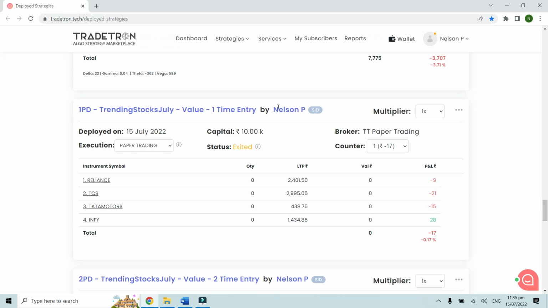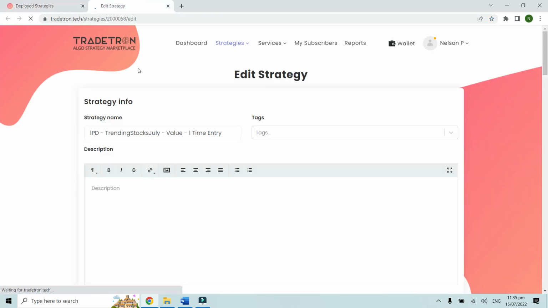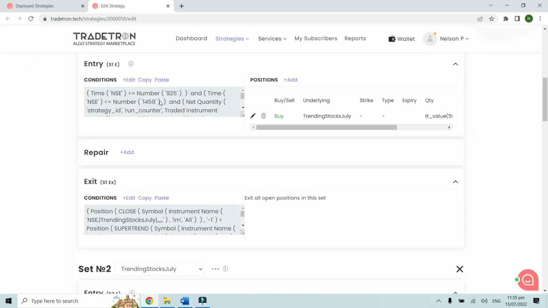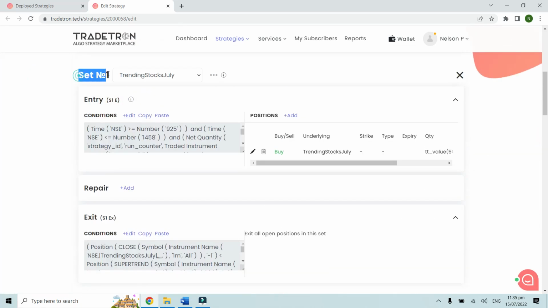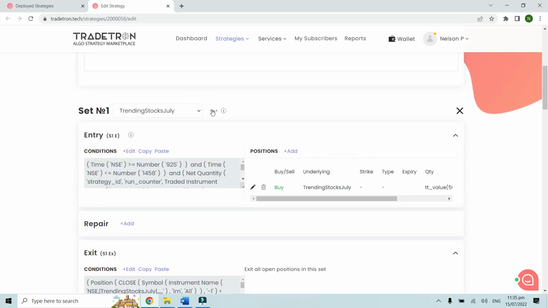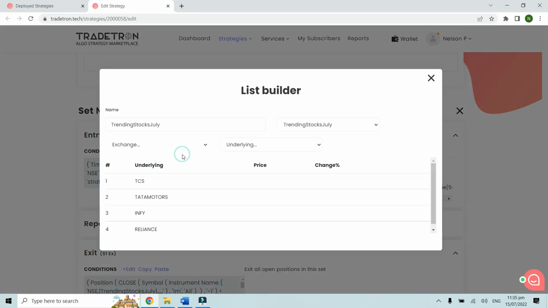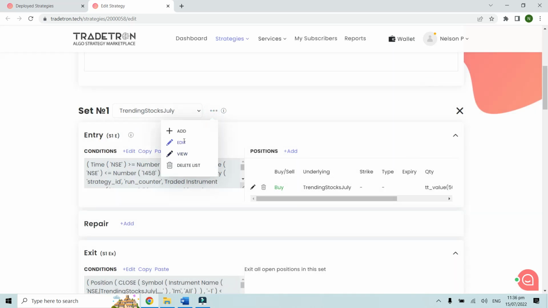So in order to check the strategy conditions for this, we will just go to the edit section of this strategy. So once on the edit page, we will see the formulas. So for example, as we discussed, this is set number 1, that is for buying a list of stocks. So this is the list of stocks that we have created, right? So I will just show you what is there in this list. So if I click on view, as you can see, I have selected 4 stocks that are to be traded. So that is TCS, Tata Motors, Infy and Reliance. This is the list name, trending stocks July, and I have created this list. So you can create a list from here, as you would already know.